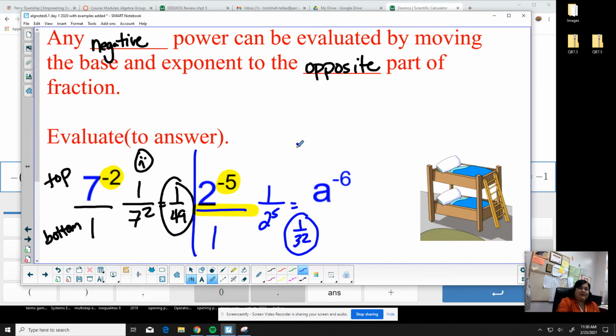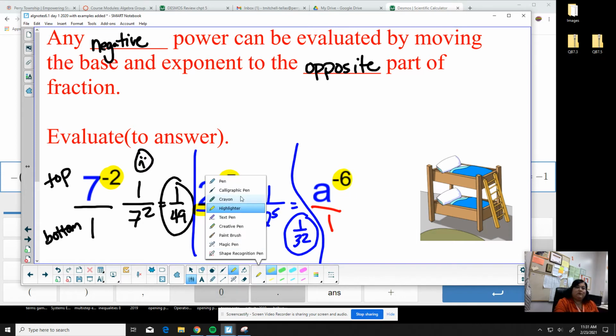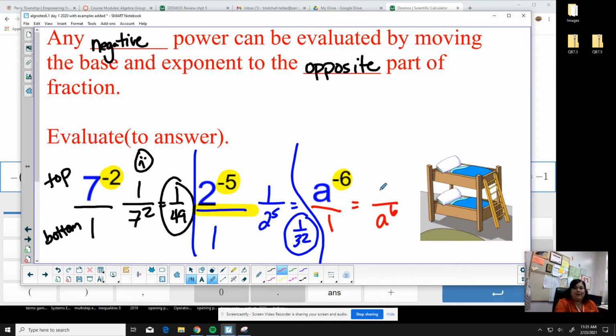And the last one's a letter. So let's use red. So again, it's on the top bunk. I can tell because it has a negative exponent. So I want to move it to the opposite part of the fraction. So I move it down to the bottom. And now it's happy. And I can't evaluate that because I don't know what A is. So these two are evaluate. And this one should have the directions of simplify.